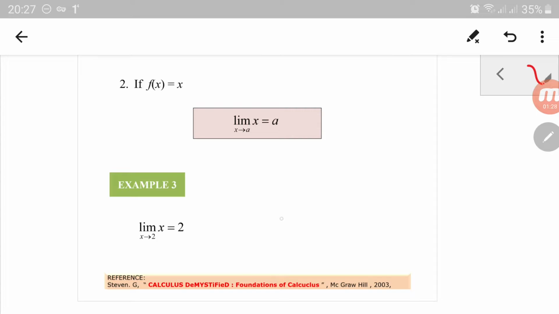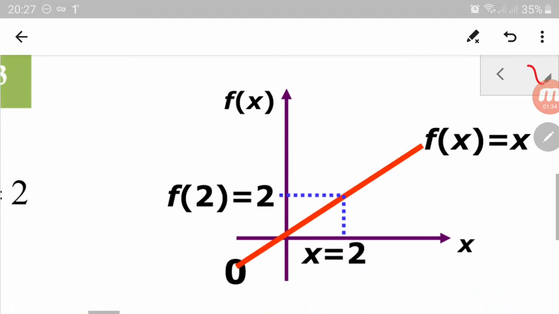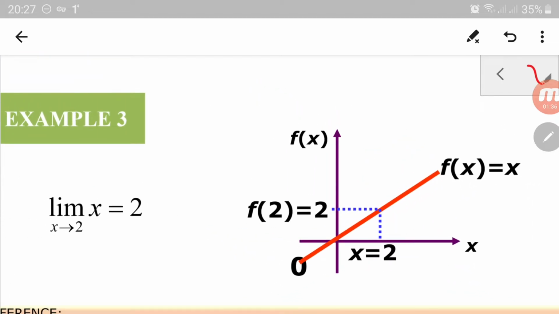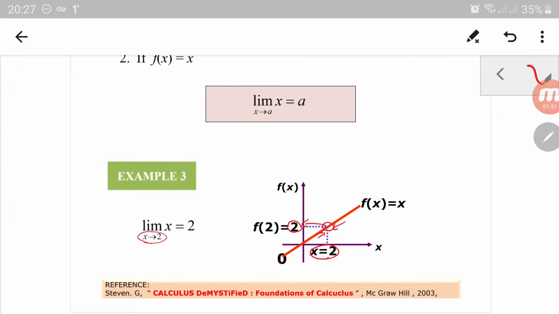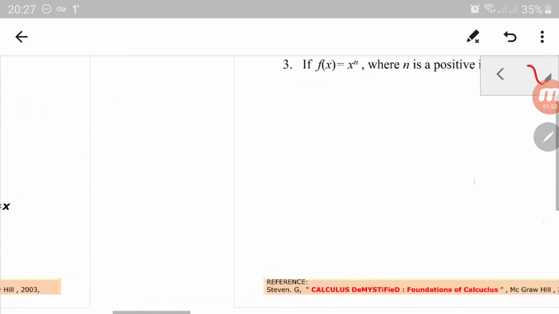This is a diagram, a graph to accompany our example. As we can see here, when x approaches 2, the limit is 2. Whether it's from the right or from the left, it approaches the same value, which is 2. Let's continue to the third one.